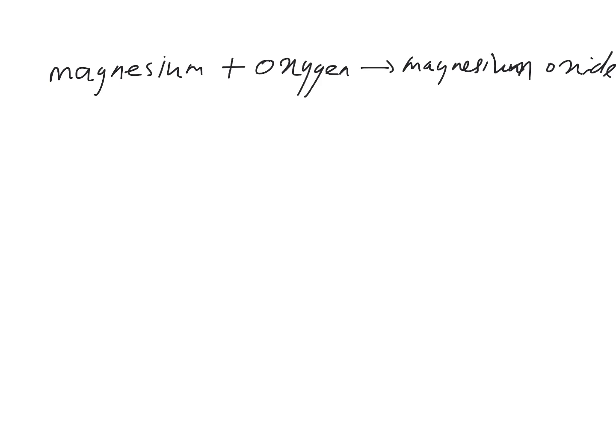And that is an example of a chemical reaction. We've just written an equation for it. This type of equation is called a word equation because we've described all chemical substances in the form of words.